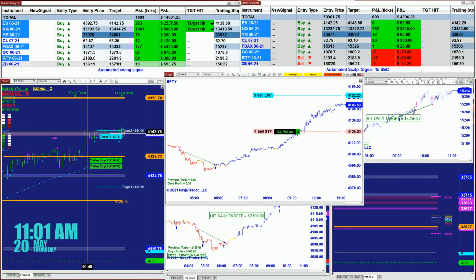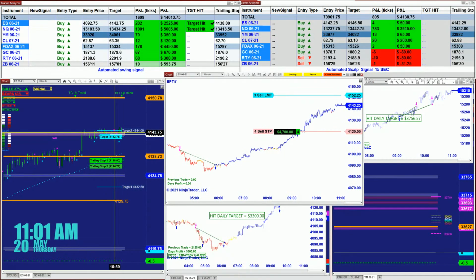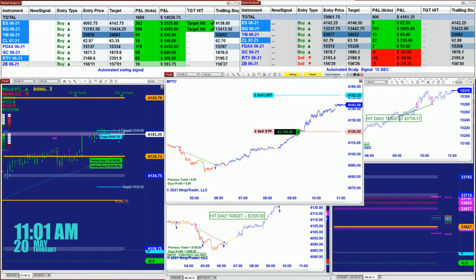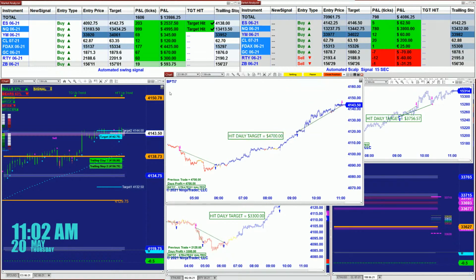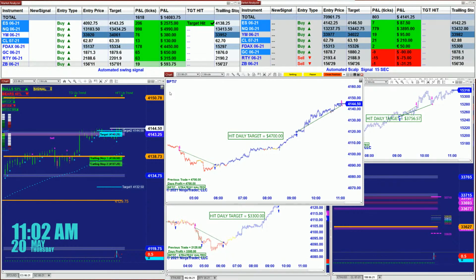It is overwhelming. The ES is having a problem in here. Look at this. Close position. Close position. 4,700. How hard it is. It's finished. I might make 5,000. I might make 7,000. I might make 10,000. But I'm happy with 4,700.